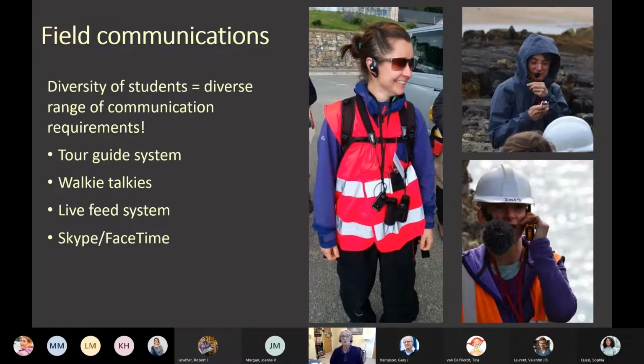So what it meant was that the instructor had a microphone and a transmitter, and then each of our participants, the students, had a little receiver and an earpiece. So the instructor could always keep in verbal communication with the students. It meant that the instructor didn't have to keep continually raising their voice out in the field. They could speak over wind conditions, for example, and the students could also be spread out along an outcrop and still be hearing very clearly what instructions they were given.